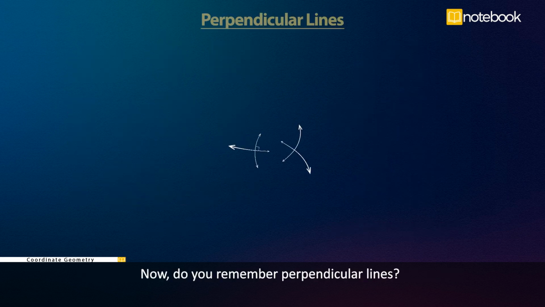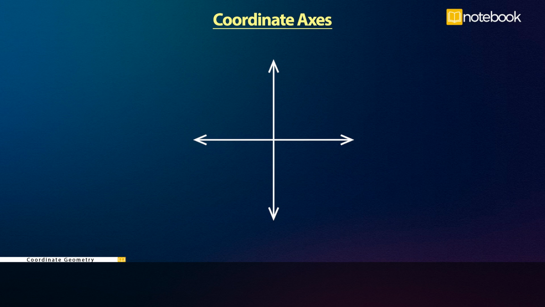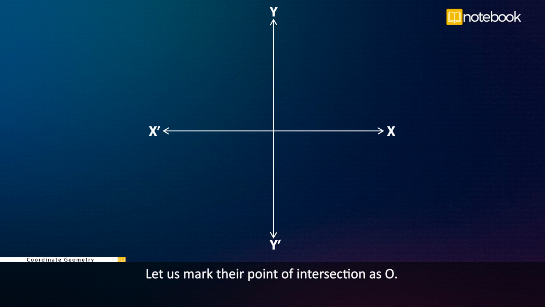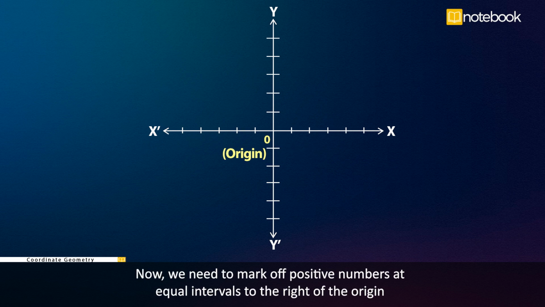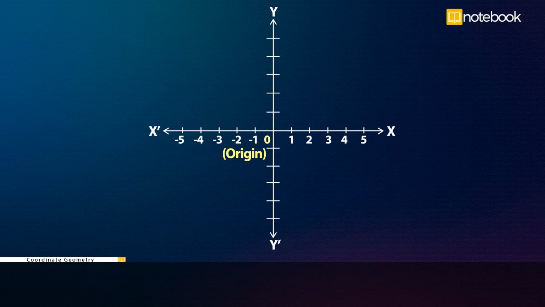Now, do you remember perpendicular lines? Yes, we require a pair of mutually perpendicular lines that are known as the coordinate axes. Let us draw perpendicular lines x dash and y dash as shown. Let us mark their point of intersection as O. O represents the origin. Now, we need to mark off positive numbers at equal intervals to the right of the origin and negative numbers to the left of the origin on the horizontal line x dash.